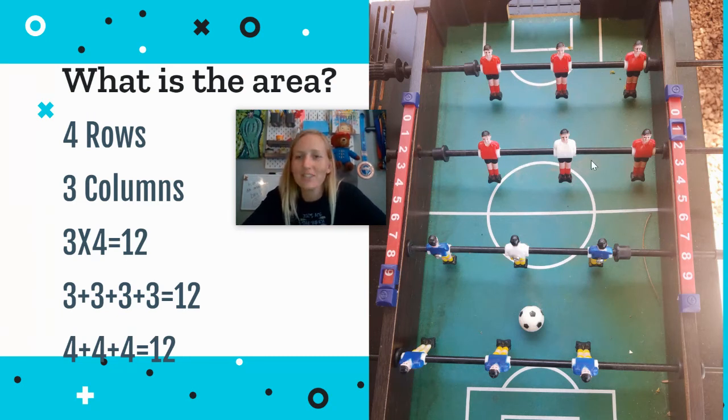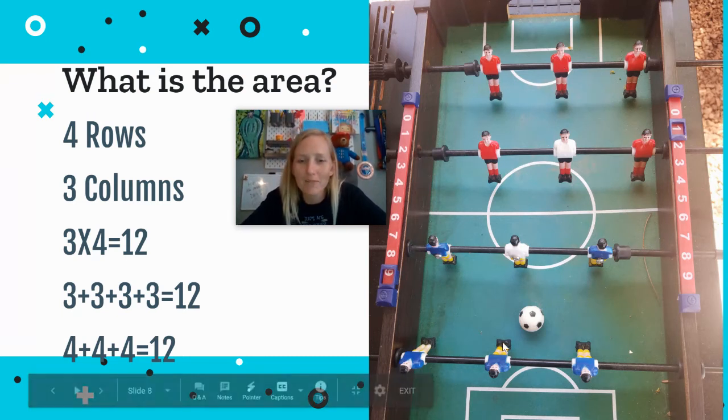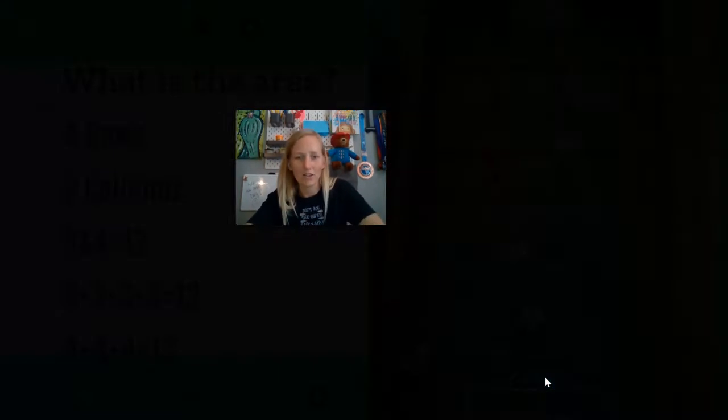Okay, so 3 plus 3 is 6, plus 3 more is 9, plus 3 more is 12. Okay, so 12 little guys all together.